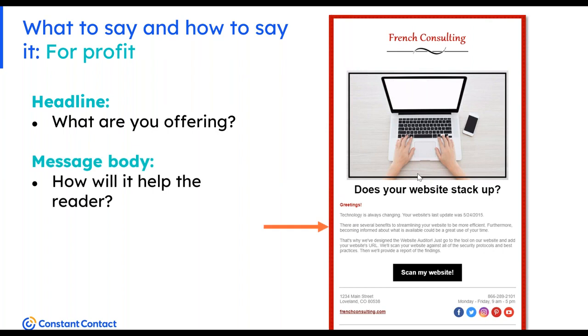In your message body, you have to answer the question, how will it help the reader? This text should pull the reader towards your call to action. Typically, you only need 3 to 5 sentences, but make sure you provide just enough information to give your reader the information they need to take action.